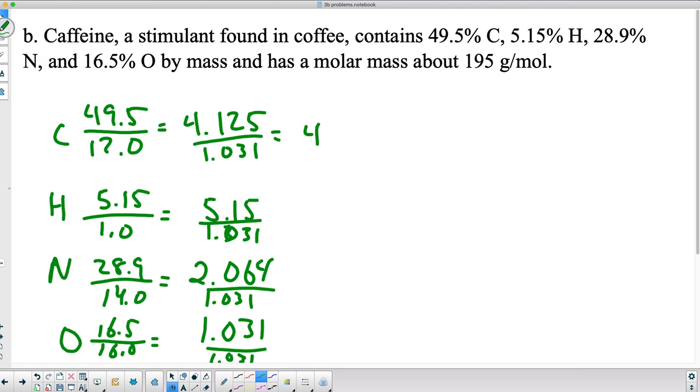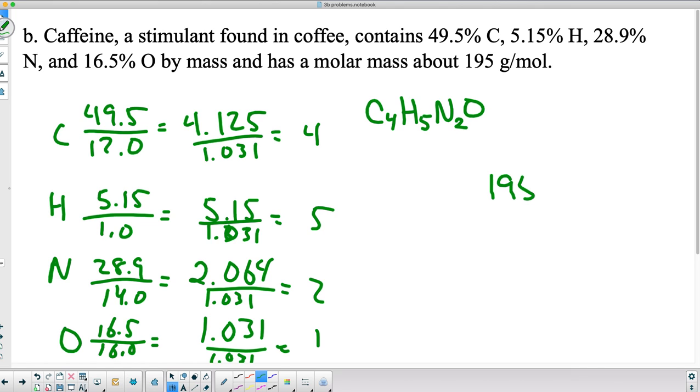This one looks like it's going to be 4. This one looks like it's going to be 5. This one is 2, and this one is 1. That means I have C4H5N2O, like that. Now 195 is the molecular mass, and this would be 48 plus 5 plus 28, because 14 times 2, plus 16. So I add all of those up.